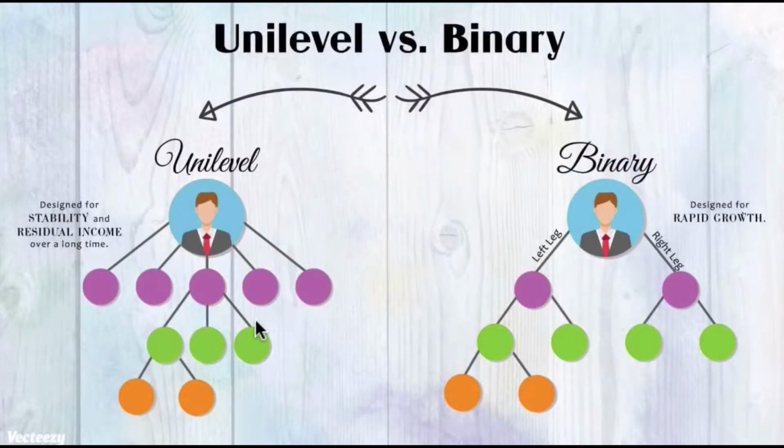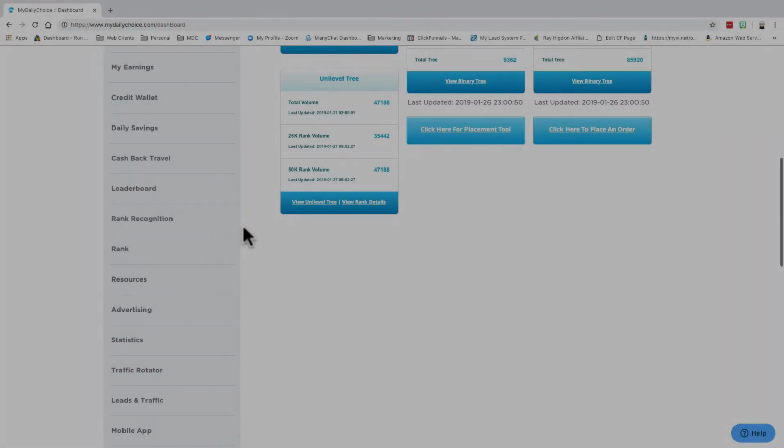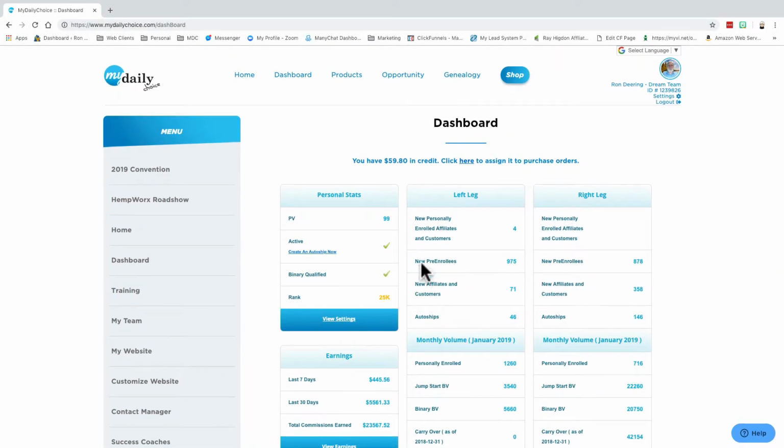Whereas over here on the unilevel, each of these purple circles on the unilevel side is a leg. Okay, so I hope that makes sense on that.